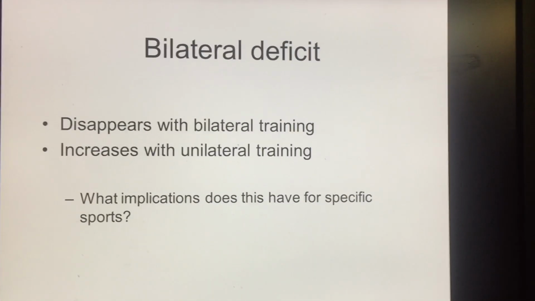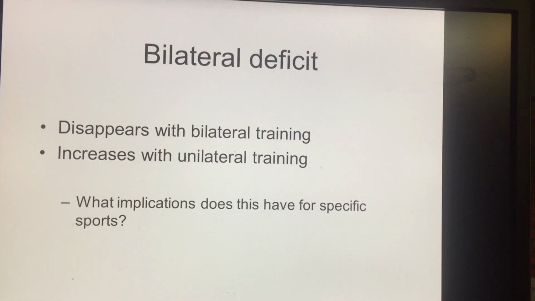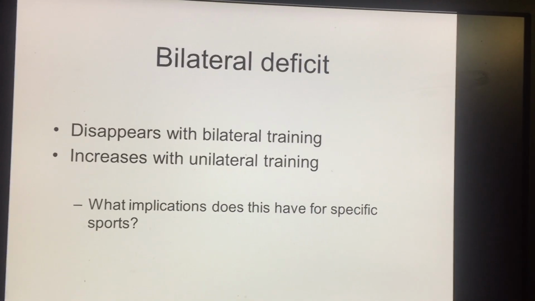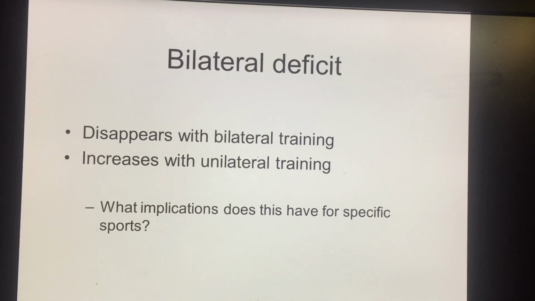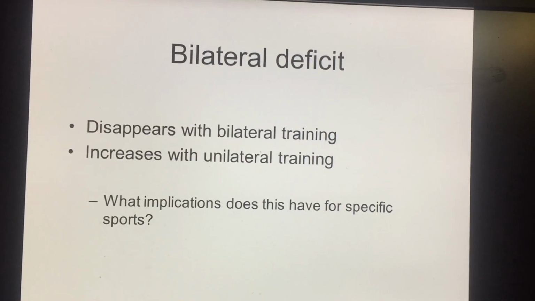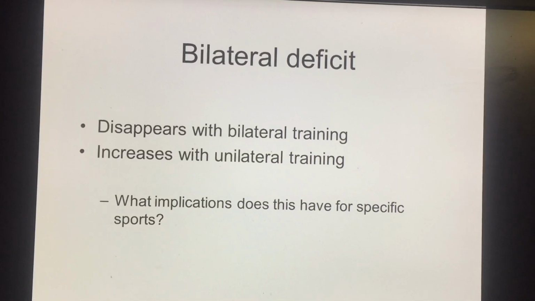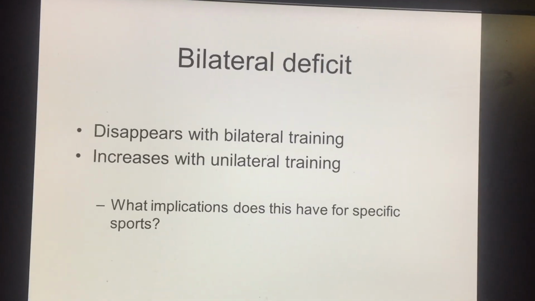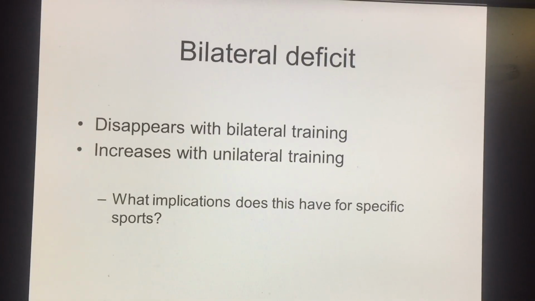Now the bilateral deficit, it disappears with bilateral training, and it actually increases with unilateral training. So the question here is, what implications does this have for specific sports? So you should train specifically to your type of sport. So if your type of sport involves a lot of bilateral contractions, you should train bilaterally. And if it involves a lot of unilateral contractions, it's probably better to train with unilateral contractions in the weight room.